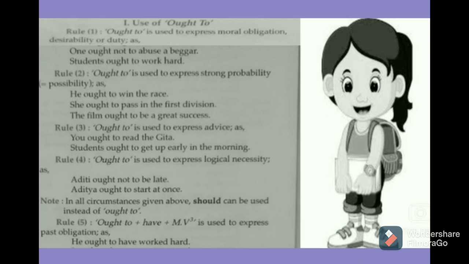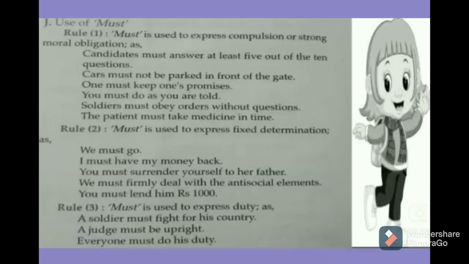Ought to plus have plus main verb's third form is used to express past obligation, as he ought to have worked hard. So children, we have seen ought to. Now let's see the next one. Next one is must. Rule number 1.